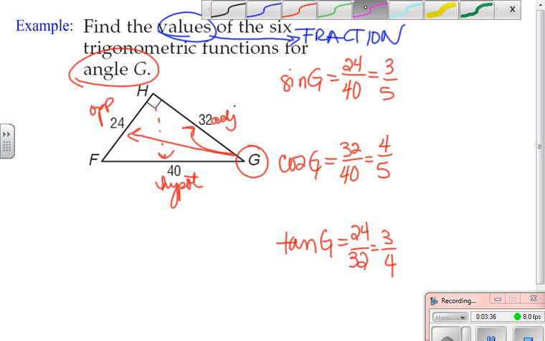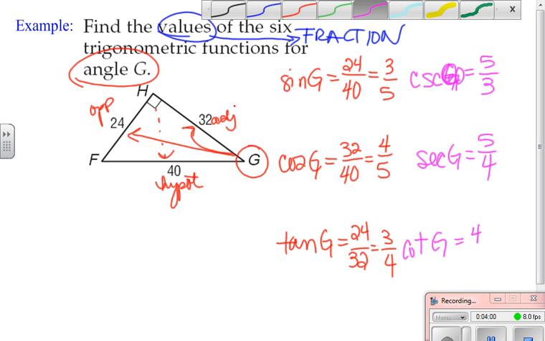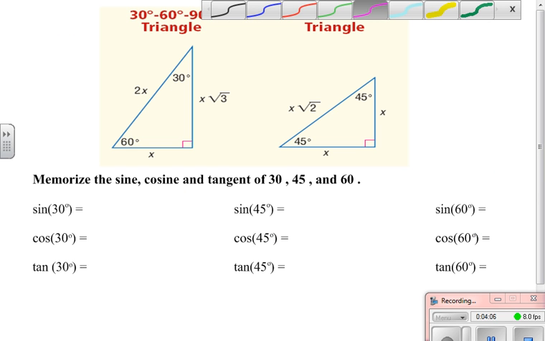When I go back, sine's reciprocal is cosecant, so the cosecant of G is 5/3. Cosine's partner is secant. The secant of G is 5/4, and the cotangent of G is 4/3. So it's just simply a matter of flipping those fractions.